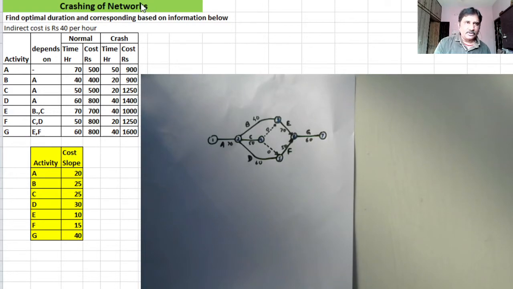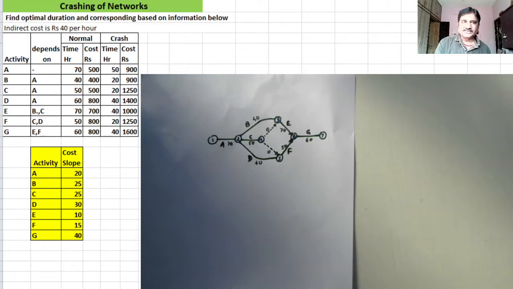there is one more cost which is given, that is the indirect cost of 40 rupees per hour. For whatever duration the project is running, for that much duration, at the rate of 40 rupees per hour, indirect cost will be charged. So for all the activities, we have to find out the crashing cost per hour.